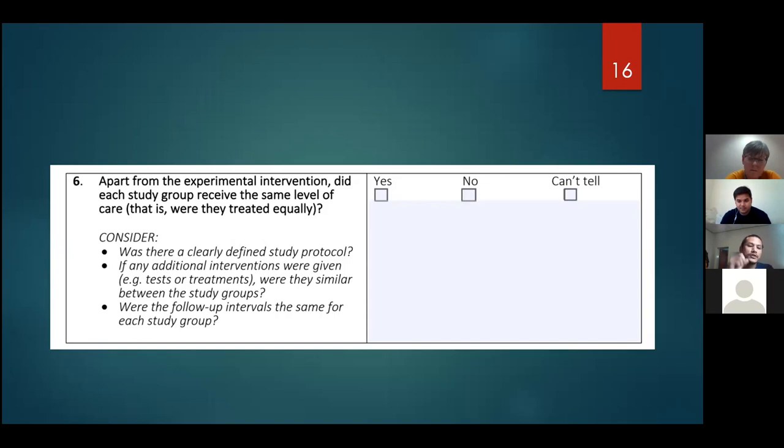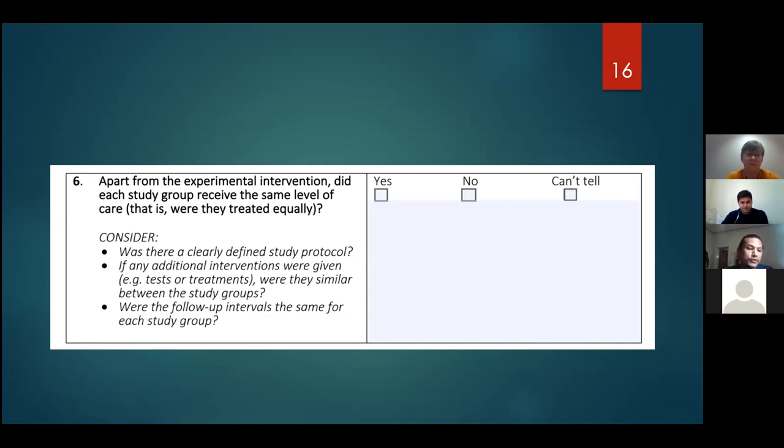So for the first one, was there a clearly defined study protocol? I was not able to find any defined study protocol, so I would say no for this one. For the second one, if any additional interventions were given, for example tests or treatment, in this study, apart from the standard of care and the angiogram, other treatments were not given, and it's not mentioned in the paper.